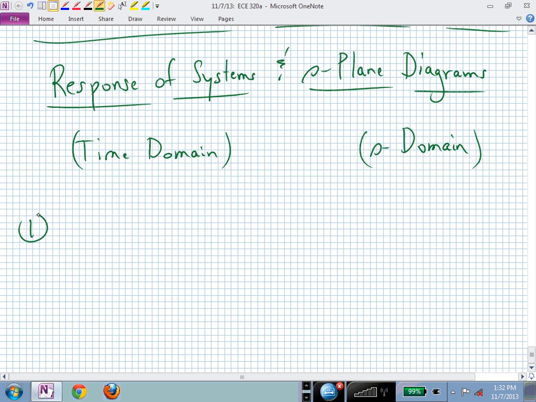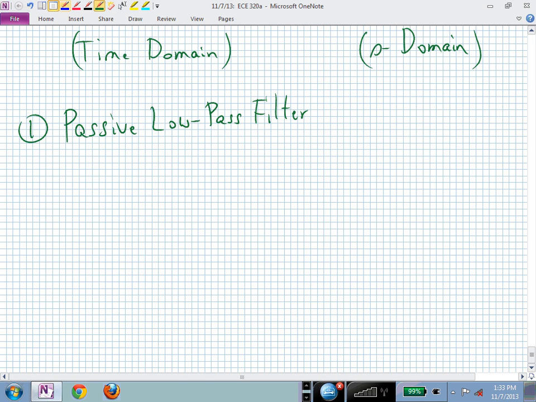Suppose we looked at this just through a passive low-pass filter. You can get a lot of useful information just out of one device, and that's this passive low-pass filter. In the time domain, what's the impulse response of a passive low-pass filter look like?